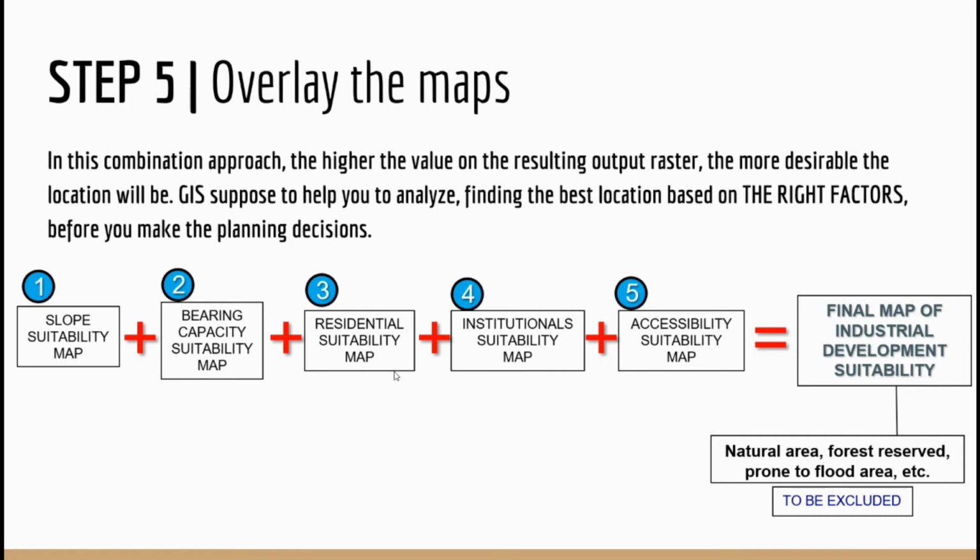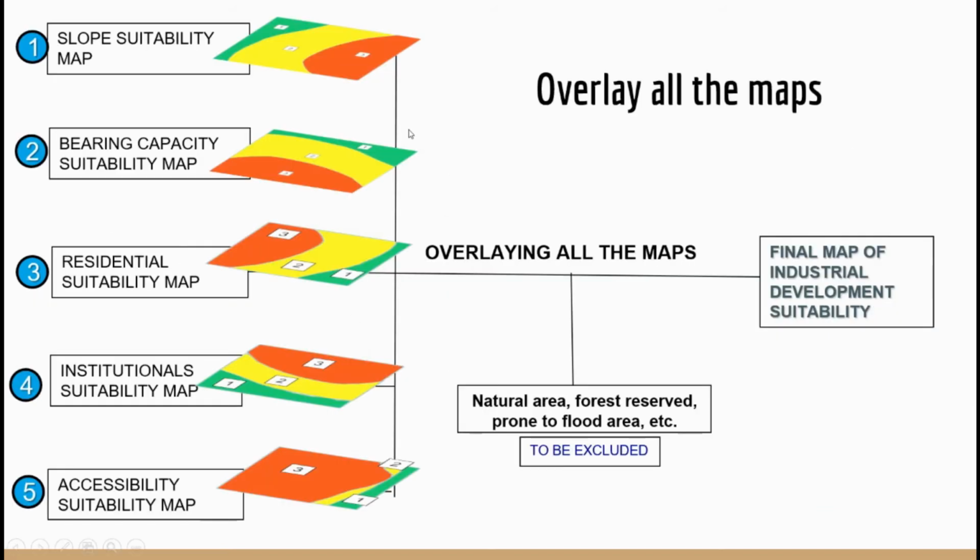Okay, so GIS supposed to help you analyze finding the best location based on the right factors before you make the planning decision. Okay, semua apa saya kata tadi, the right factors sangat-sangat penting. Sekiranya salah satu daripada faktor tersebut salah, jadi suitability area untuk dapatkan kawasan industri juga salah. Okay, ini adalah map-map yang akan kita overlay dan akan produce a final map for industry development suitability. Dan sekali lagi, to be excluded, jangan lupa kita takkan kacau natural area, kita takkan kacau forest reserve, kita takkan kacau prone to flood area.